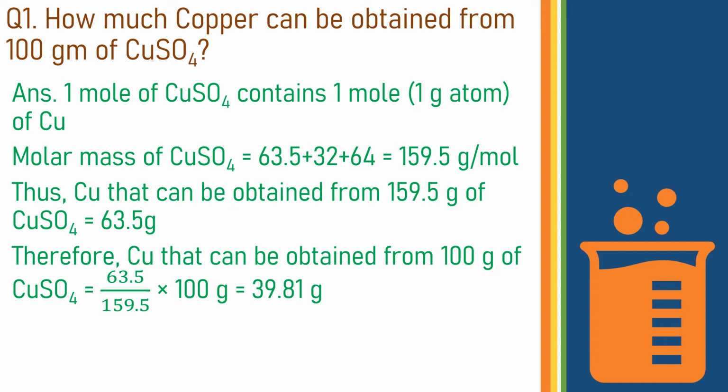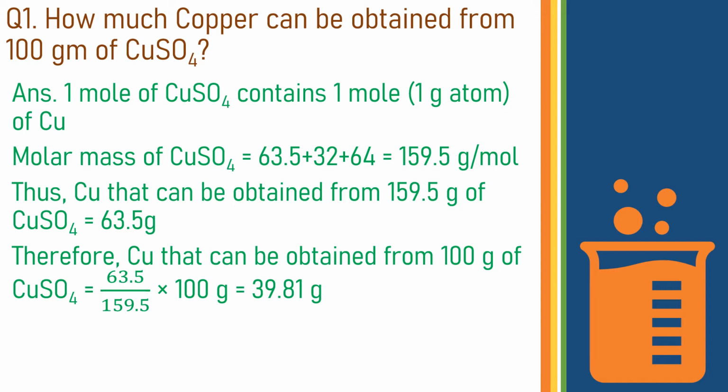So when we calculate the molar mass of copper sulfate, that comes to 63.5 plus 32 for sulfur plus 64 for 4 oxygen atoms, 4 into 16. So that is giving 159.5 gram per mole. That is the molar mass of copper sulfate. After calculating the molar mass of copper sulfate, we know that copper which can be obtained from 159.5 gram of copper sulfate is 63.5 gram. Means in 159.5 gram of copper sulfate we have how much amount of copper?